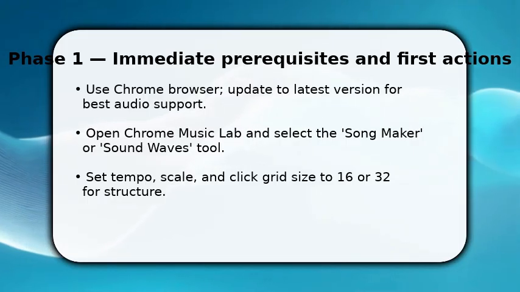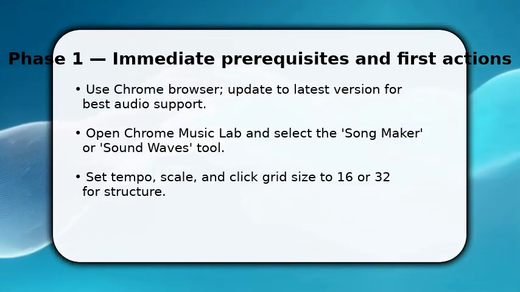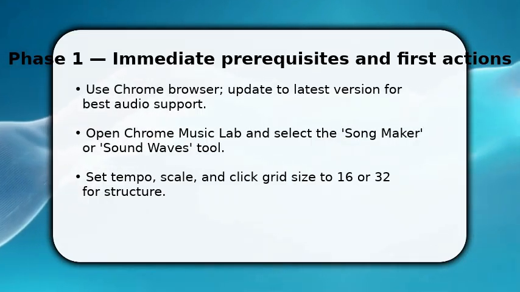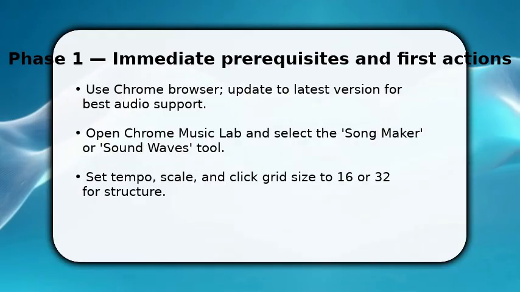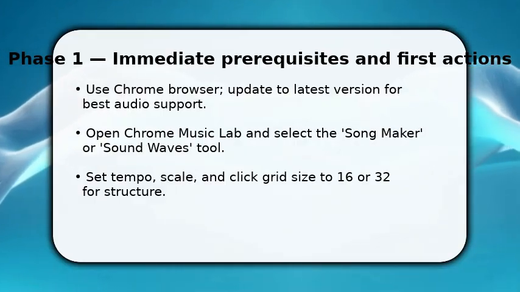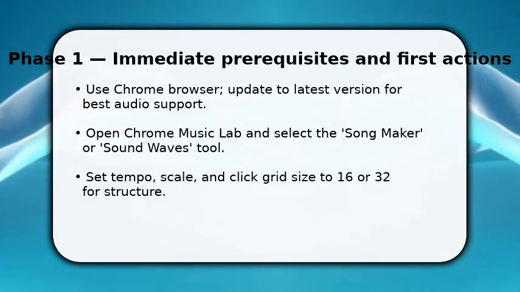Set tempo to match Blinding Lights, typically around 170 BPM, and pick a minor pop scale so the harmony sits right. Then change the grid to 16 or 32 steps so you can place repeating arpeggios. This first setup matters because it defines timing and feel for every subsequent sound you add.